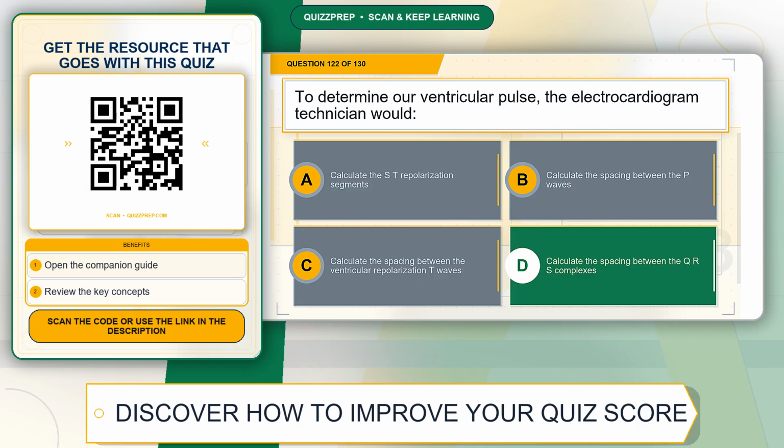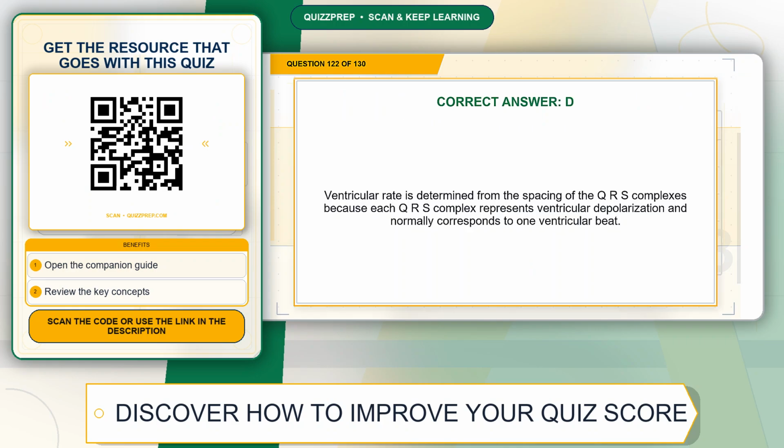The correct answer is option D, calculate the spacing between the QRS complexes. Explanation: ventricular rate is determined from the spacing of the QRS complexes because each QRS complex represents ventricular depolarization and normally corresponds to one ventricular beat.